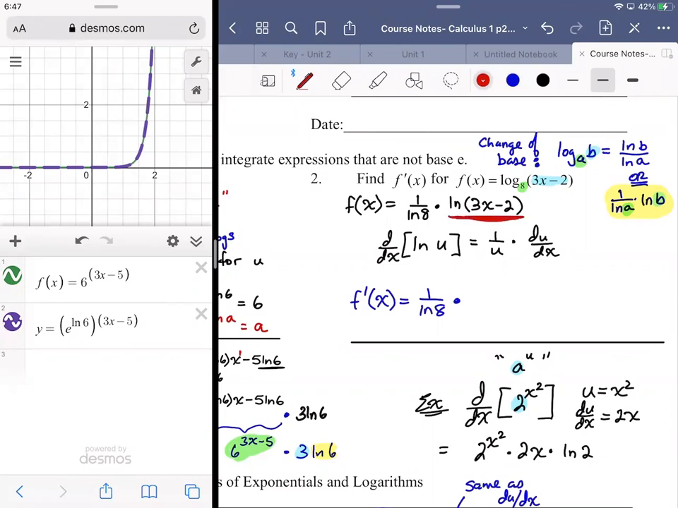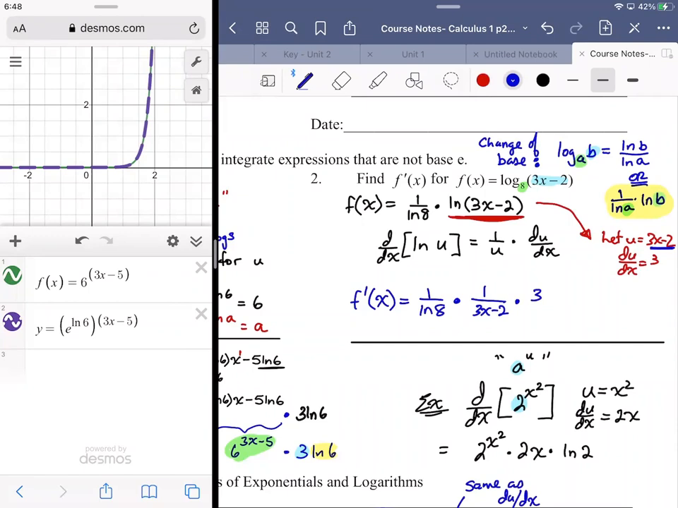Off on the side here, we're going to let u equal 3x minus 2. So du/dx, well, x has a power of 1, so that's just going to be 3x to the 0th, so just 3. And the negative 2 is constant, so that goes away. So this would become 1 over 3x minus 2, because that's what I called u, times du/dx, which is just the 3.